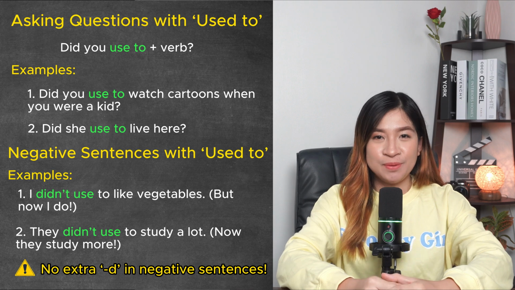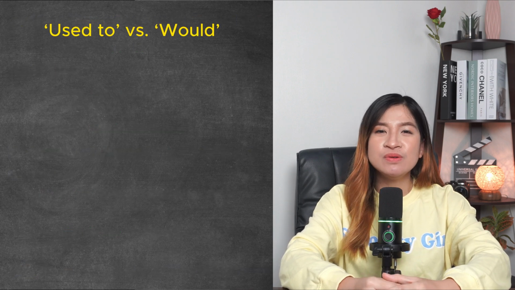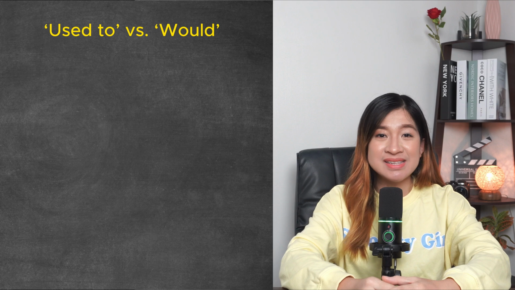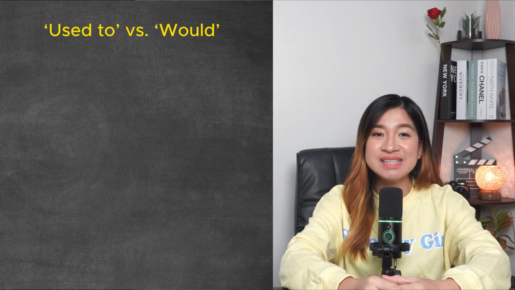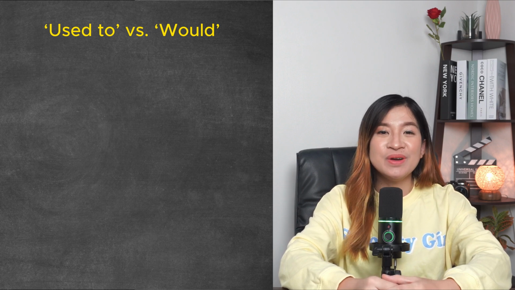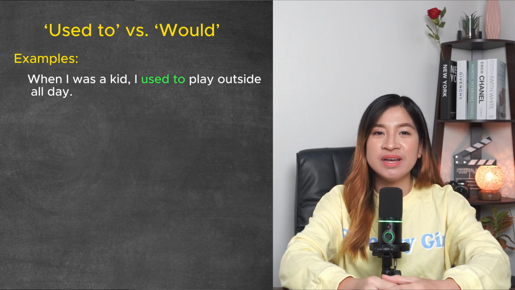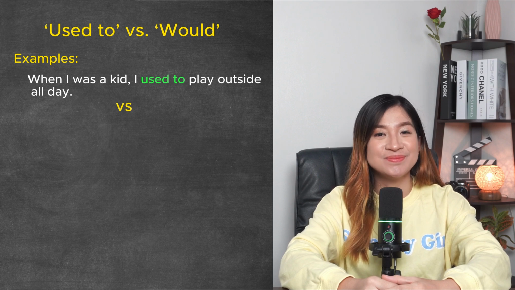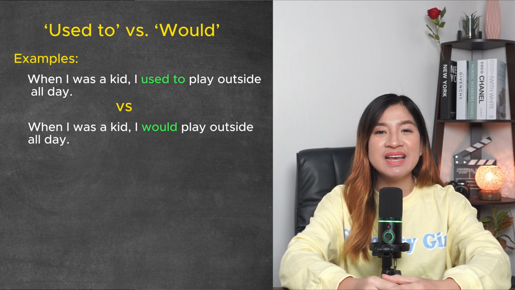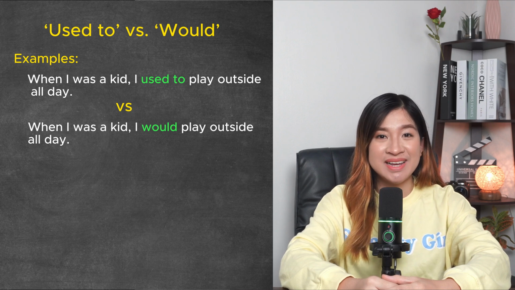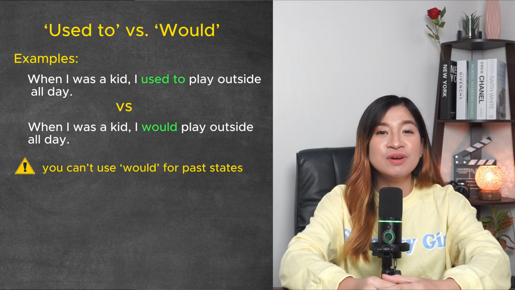All right, one last thing. Sometimes people use "would" to talk about past habits. And yeah, that works in some cases. "When I was a kid, I used to play outside all day." "When I was a kid, I would play outside all day." Both of these are fine, but you can't use "would" for past states.